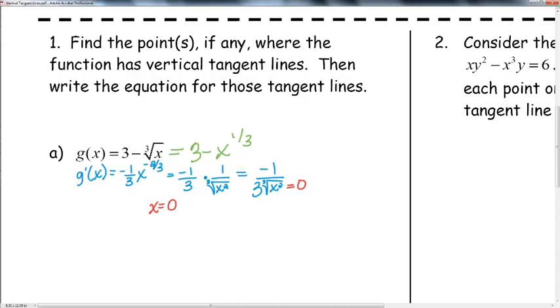Now if I wanted to find the point, I have to plug in 0 into the parent function. So I know I have 0. If I plug in 0 into the parent function, I'm going to have 3 minus the cube root of 0. Well, the cube root of 0 is 0, so that is equal to 3.